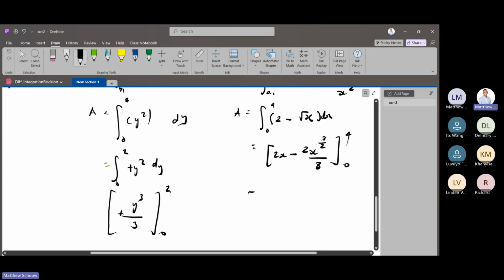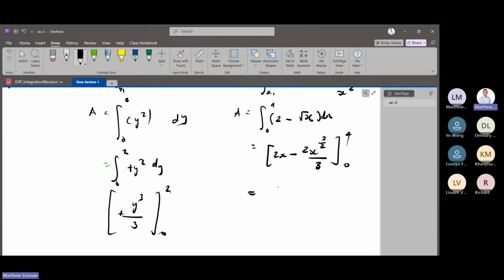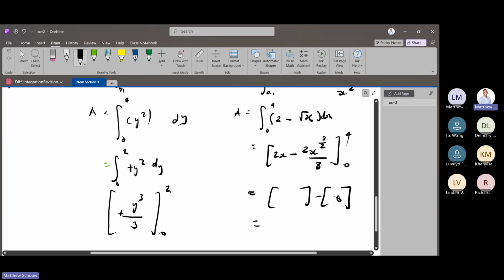If I equal this, obviously I have to substitute. That's the first one, that's the second one. We know the second one will be 0. And hopefully this answer here will give us what I'm looking for. 8 over 3.